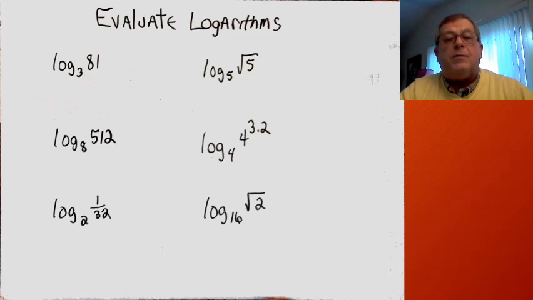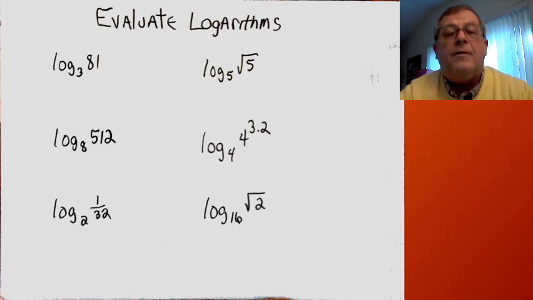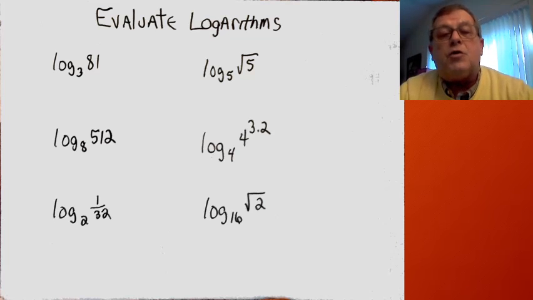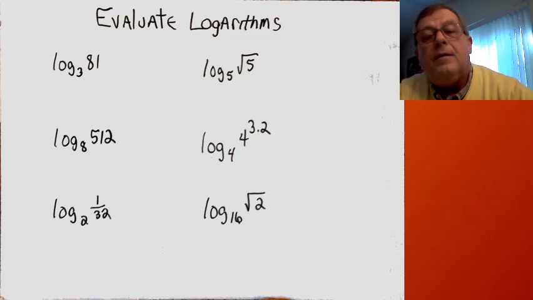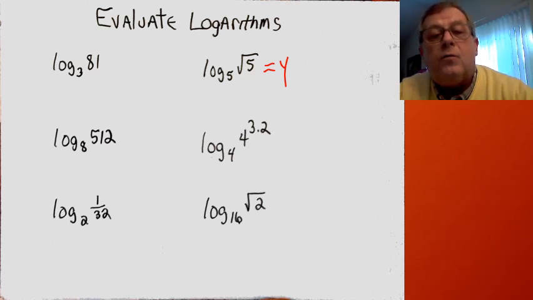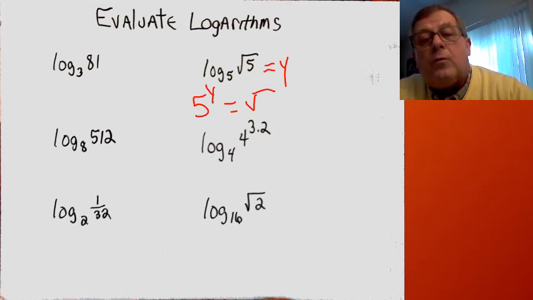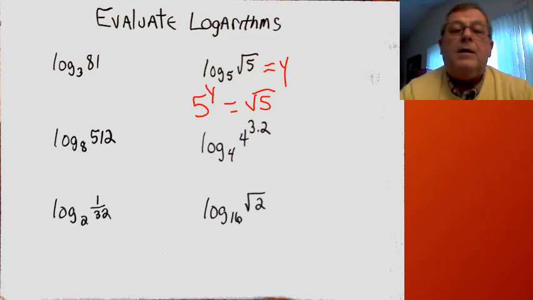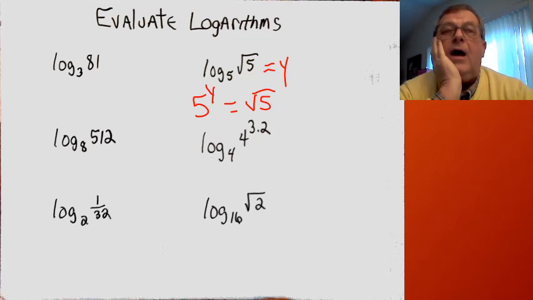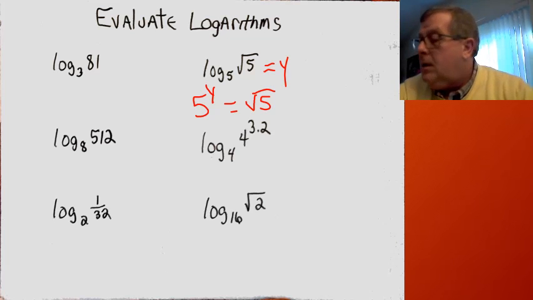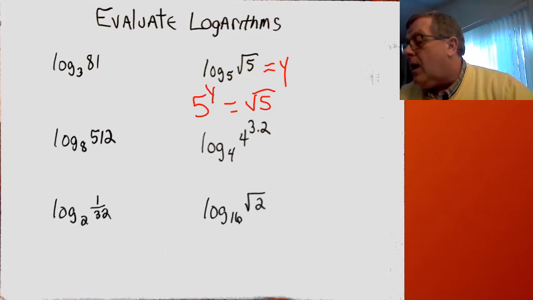Now let's look at this next one where we've got log base 5 of the square root of 5. And again, I'm going to put out here equals y or x, either one. So 5 raised to the power of y equals the square root of 5. Now, what power of 5 is going to give me a square root of 5?